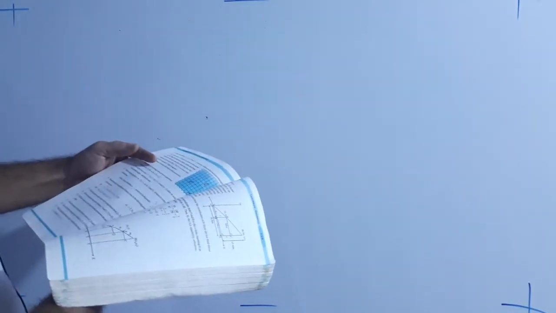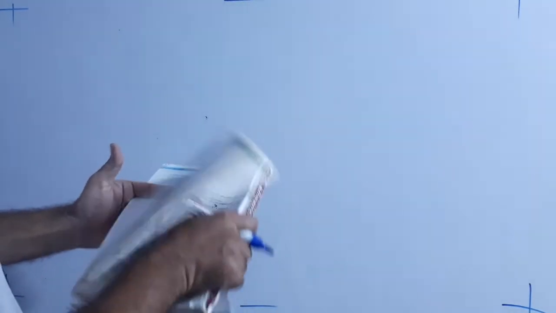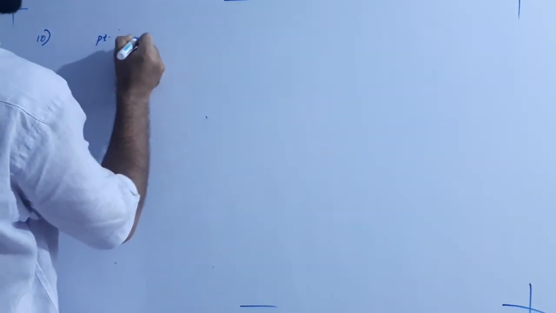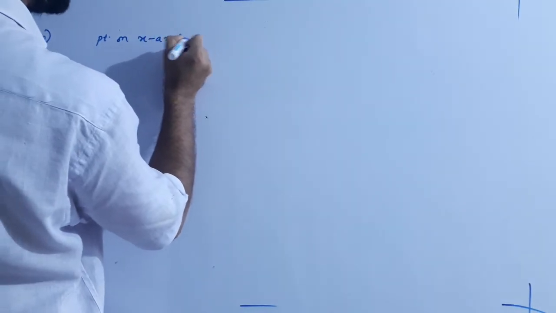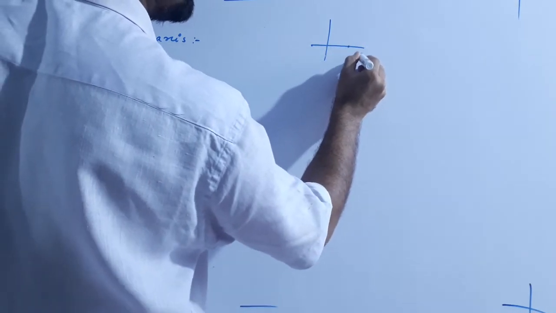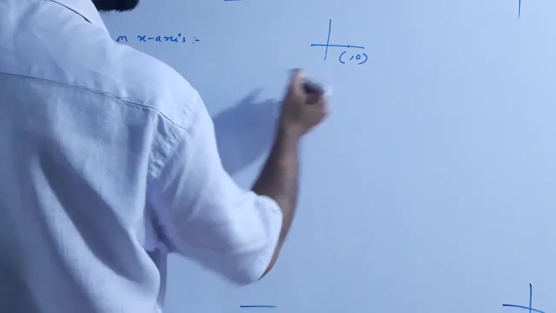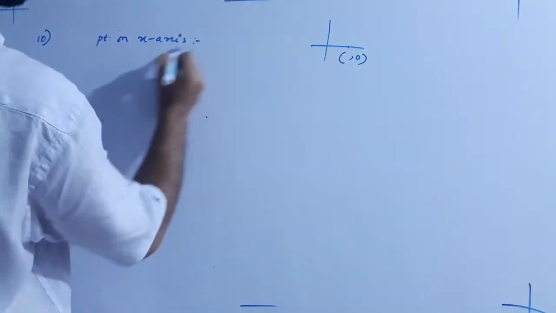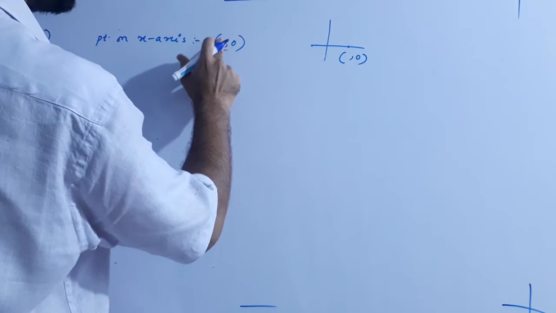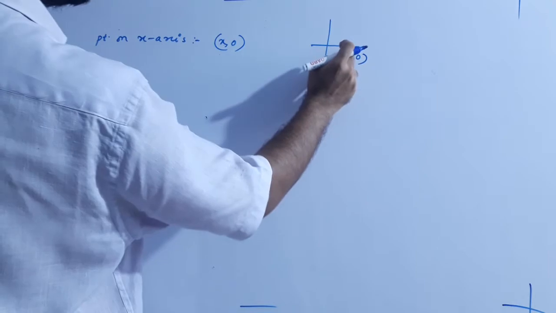Find the point on the x-axis which is equidistant from (2, -5) and (-2, 9). There is a point on the x-axis. So what do we mean by a point on the x-axis? If there is a point on the x-axis, its y coordinate will be 0. The x coordinate is not known to us, so let us assume it as a. We are assuming some constant (a, 0), or we can assume it as x also. There is some value of x which we don't know, and it is on the x-axis.